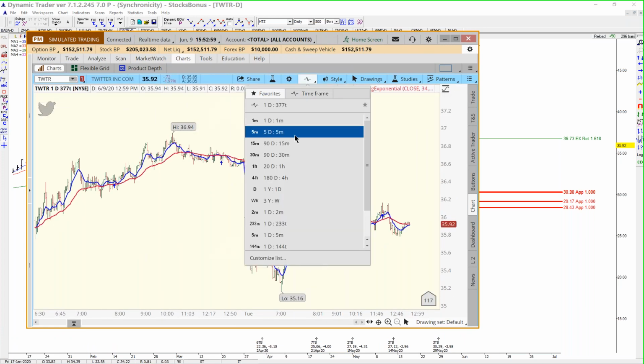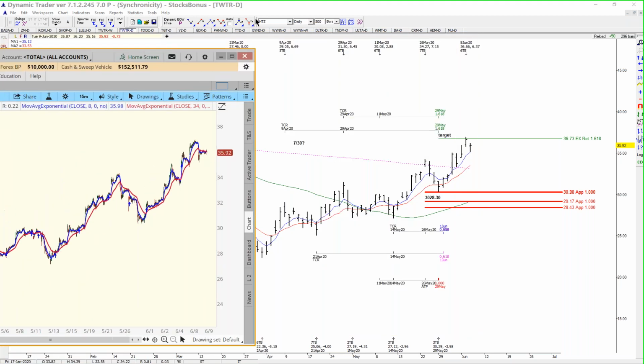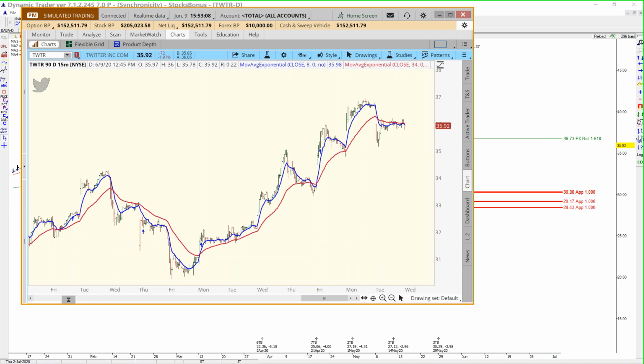I can show you where the first triggers would have been on a 15-minute chart. Okay, so it was 30.28. So on a 15-minute chart, okay, here's where we tested, I believe, the support.